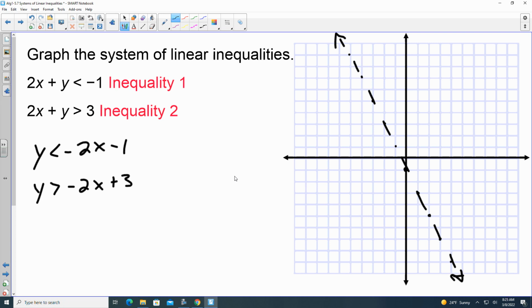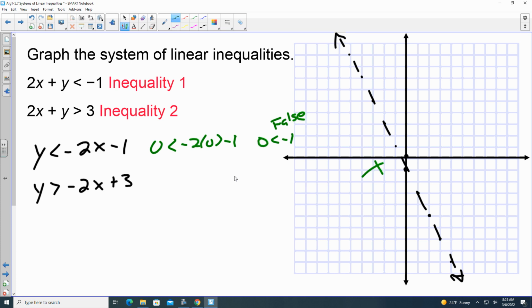All right, I can use a test point of 0, 0. And looking at this, is 0 going to be less than negative 2 times 0 minus 1, which means is 0 going to be less than negative 1? Is that false? Yes, that's false. So this is a false statement. So that means that my shading is going away from the test point, which is on the left side. So I just put a little X there.